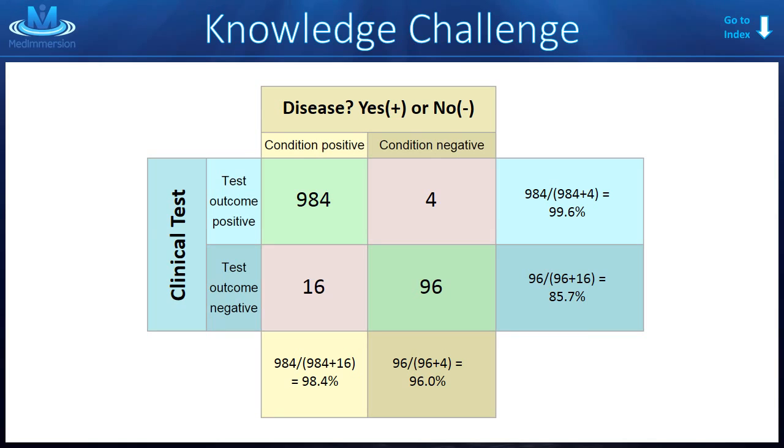Lastly, would this test be better to rule a patient into a disease or to rule a patient out from a disease? Well, a lot of things go into that, but based on what we've talked about, and just looking at the numbers, nothing else, this test has a sensitivity of 98.4% and a specificity of 96.0%. So it has a better sensitivity. This test would be better to rule out a disease because there would only be a 1.6% chance that it would miss the diagnosis.